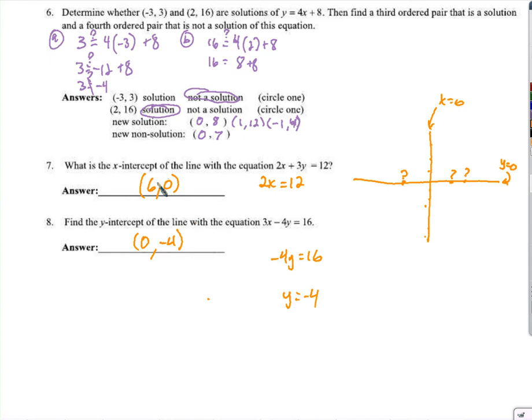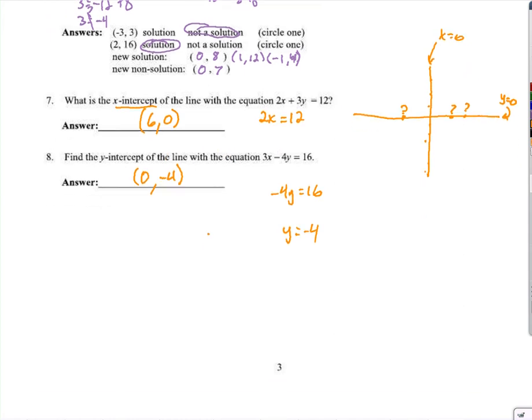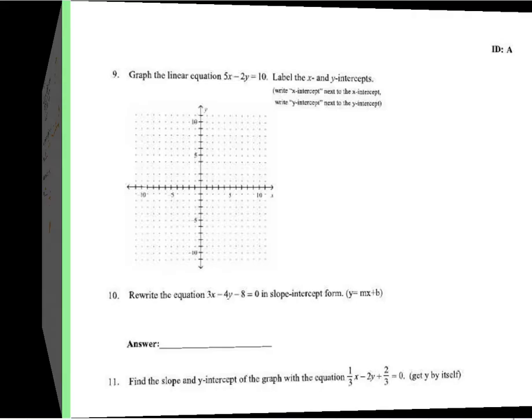Now if you put 6 and negative 4, absolutely fine. X equals 6, y equals negative 4, great. Technically the x-intercept is a point, so the point I would need to give in coordinate form to be technically correct, but I'm not trying to get you on a technicality. I'm trying to see if you understand what I'm asking.